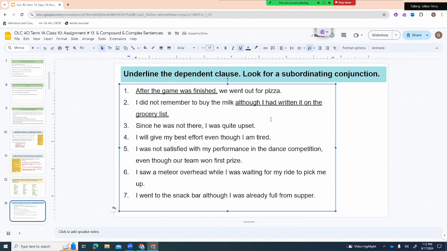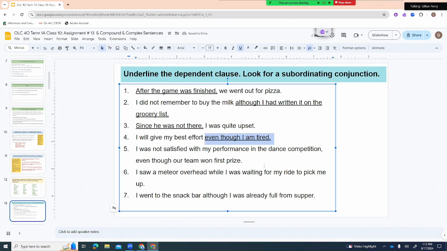Since he was not there, comma, I was quite upset. I feel like these ones are the easiest ones, where you see the subordinating conjunction at the beginning of the sentence, and then obviously you just go right up to the comma, and there's your subordinate clause. I will give my best effort, even though I am tired. Okay, so my subordinating conjunction is the even though, and then I've got my next sentence, I am tired. That whole thing becomes our subordinate clause.